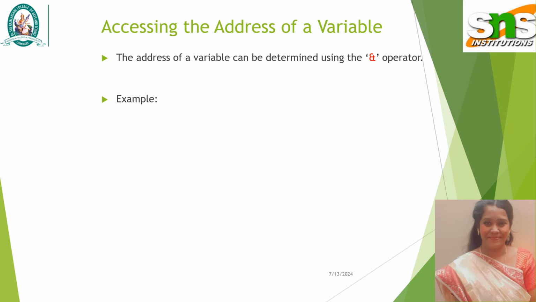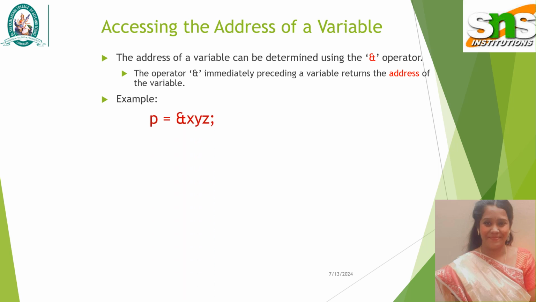Accessing the address of the variable. When we access the address of the variable, it is done with the help of the ampersand operator. The ampersand operator will return the address of the variable. That's why we have stored the address 1380 into a variable called p. That can be done only with the ampersand operator, which passes the address of the particular memory value to a variable.